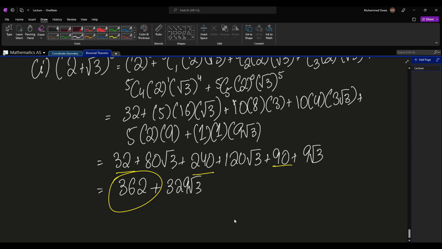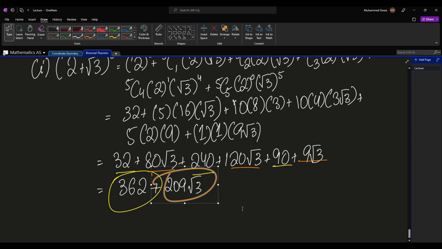Oh, my bad. I made a small mistake. This should be 209. I made a mistake when adding these terms. So this should be 209. All right. So by adding these three terms, I got this. All right.